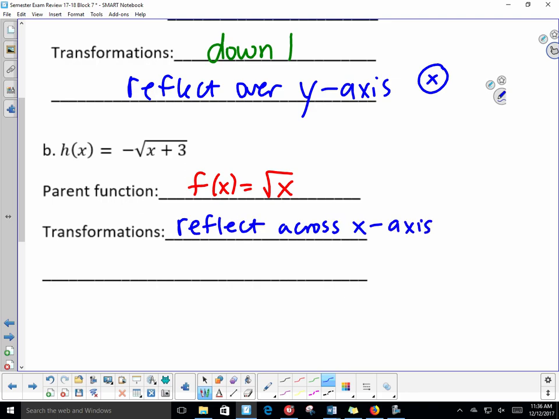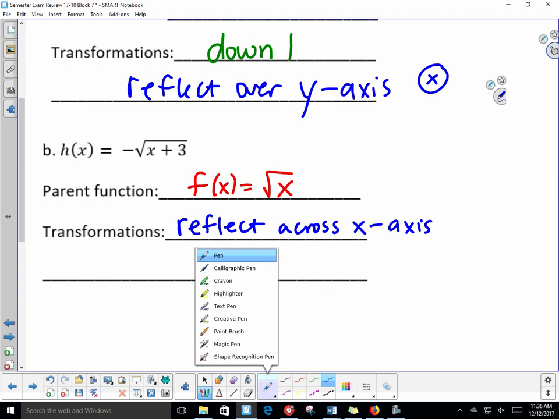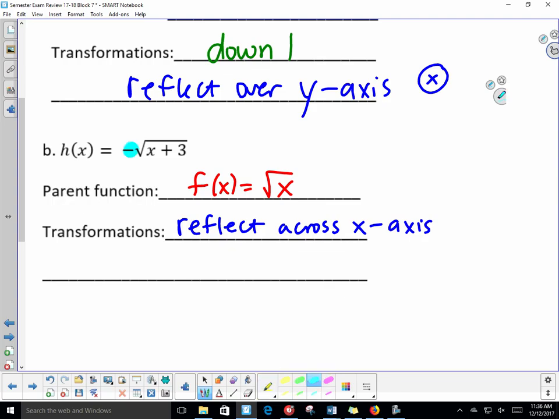I agree with that. Why is that? It's because it's out front. So it's right here. If it's out front, if you're changing y, well, then that means that you must be going over the other axis. So it's going over the x-axis. Well, what about the other one for this one, Nick?